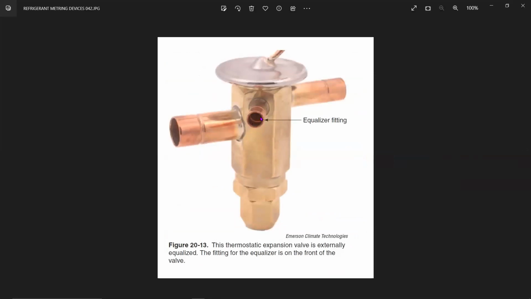This is again the equalizer connection. How is it? This is inlet, outlet. This is the equalizer connection. This is an actual TXV, how it looks like. So there is the equalizer connection coming on.